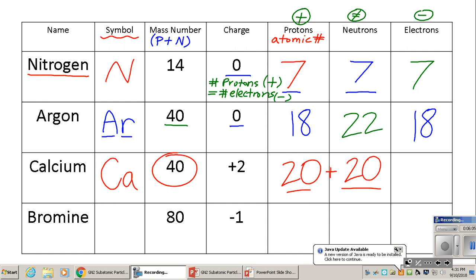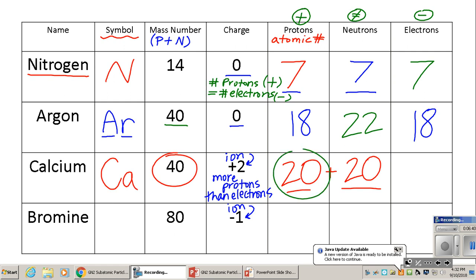Now, when there is a charge on an element, we would actually call it an ion. Okay, so the ion just means that it has a charge, be that positive or negative. Well, what we need to think about is this. If the charge is positive, the positive means that we have more protons, okay, than electrons. And how many more protons do we have? Well, this time we have 2 more protons because we have a +2 charge. So we have 2 more protons than electrons.